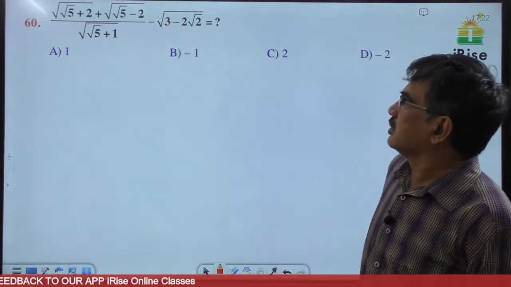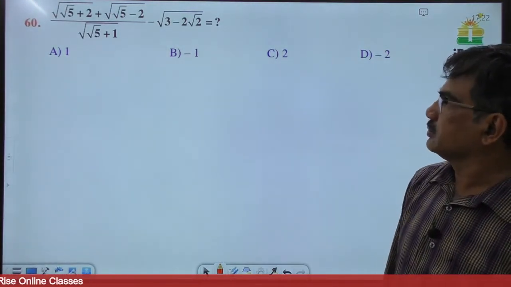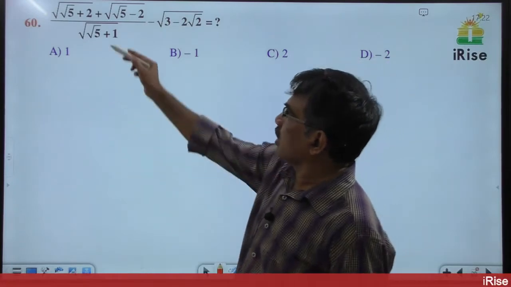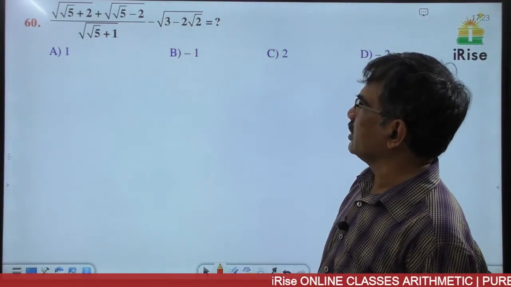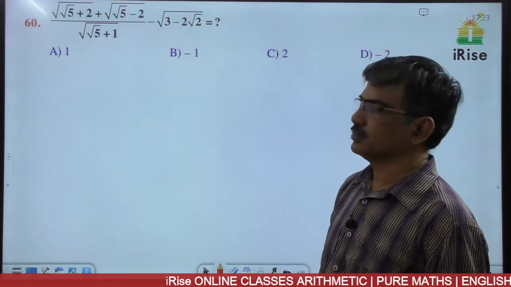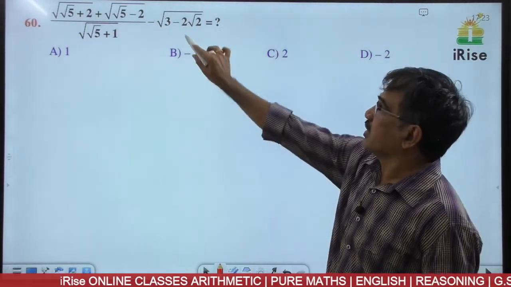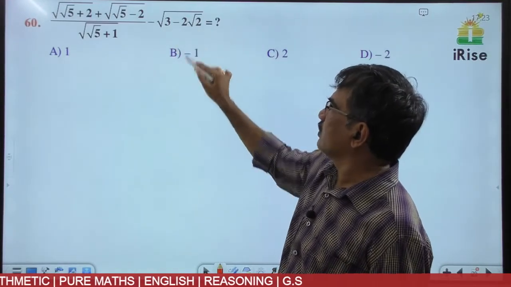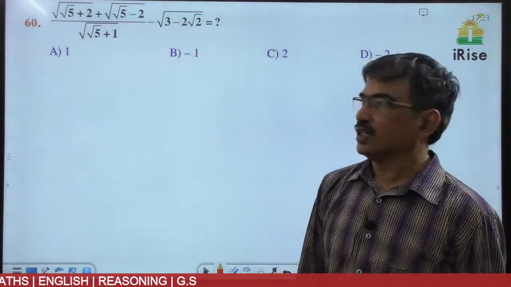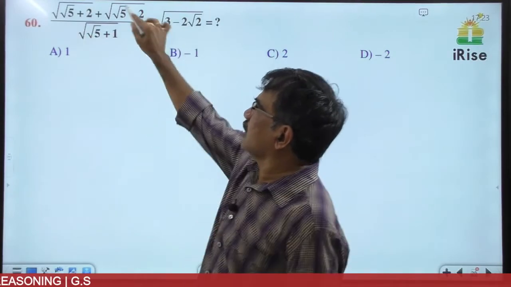This is a different question. Root of (root 5 plus 2) plus root of (root 5 minus 2) by root of (root 5 plus 1) minus 3 minus 2 root 2. Finding the square root here is very easy, but this is how to write this one.